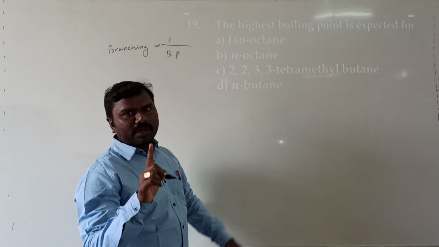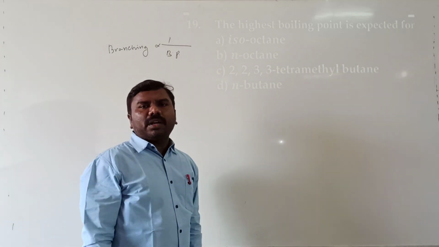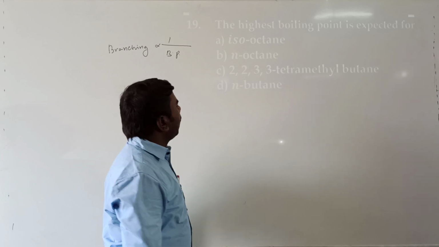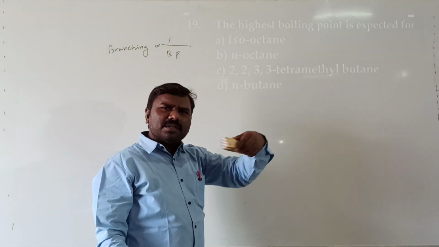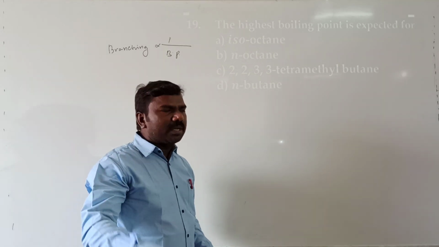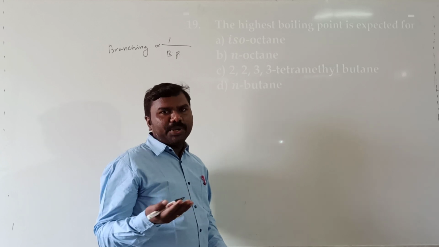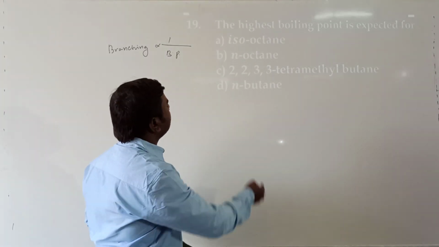Iso-octane, iso means one branch is there. N-octane is a normal octane, completely a chain. Next, 2,2,3,3 tetra, it means branched. N-butane, but means only 4 carbons. Oct means 8 carbons. As the number of carbons increases, obviously, boiling point also increases.